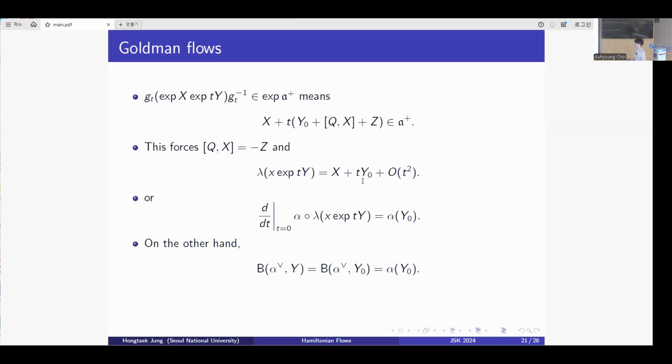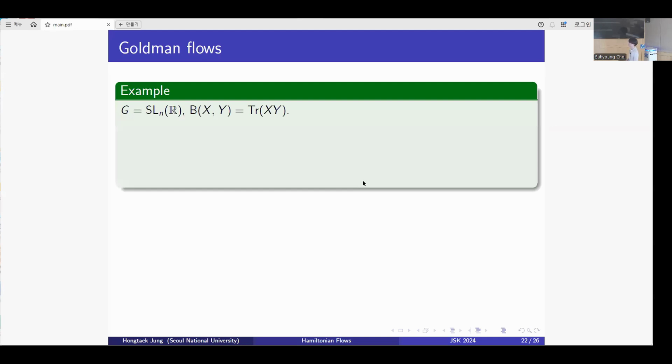On the other hand, we can just compute this, because we are using the fact that the restricted root decomposition is an orthogonal decomposition with respect to B. If you use this fact, you can easily derive this. Therefore, we have this formula.